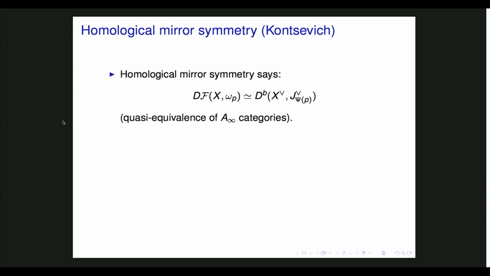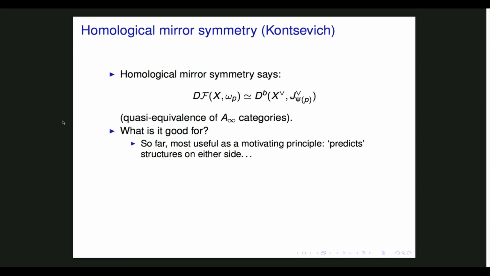So, according to our mirror symmetry prediction, homological mirror symmetry says the Fukaya category of X with a given symplectic form omega should be equivalent to the derived category of X check with complex structure psi of the Kähler form, psi of P. And we saw that the other versions of mirror symmetry were good for making predictions about these numbers, these curve counts on X. But what is homological mirror symmetry good for?